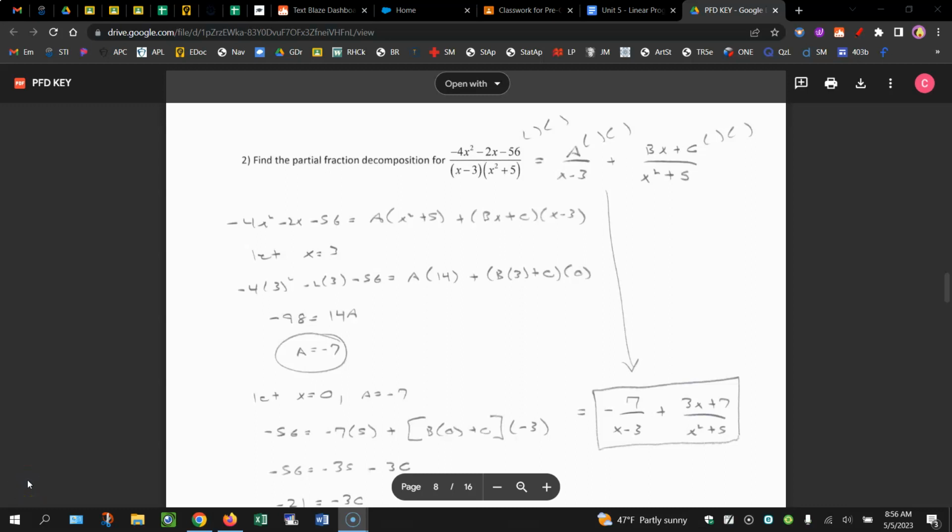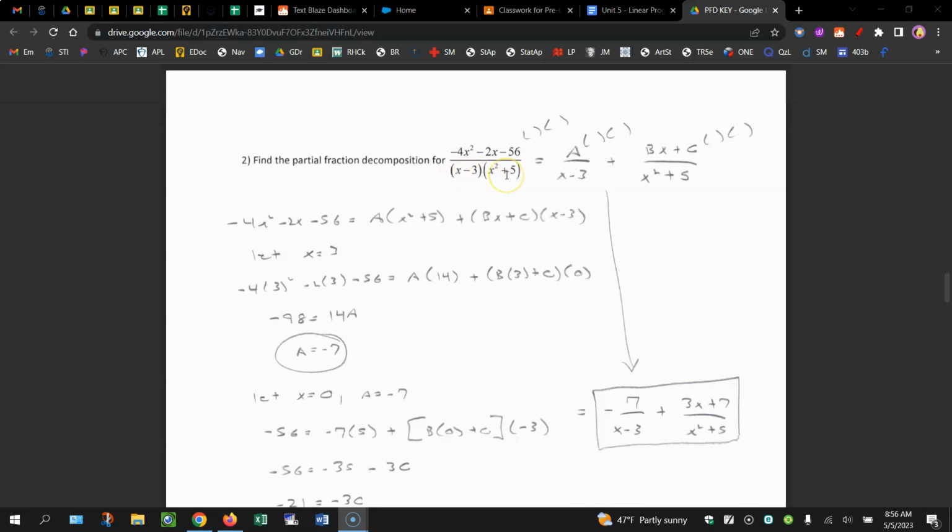This video is going to cover some partial fraction decomposition. So what you need to do is you're starting with a rational function, a polynomial divided by a polynomial. If you can, you're going to factor the denominator completely. In this case, both of these are prime. We cannot do that. So we're going to create separate fractions.